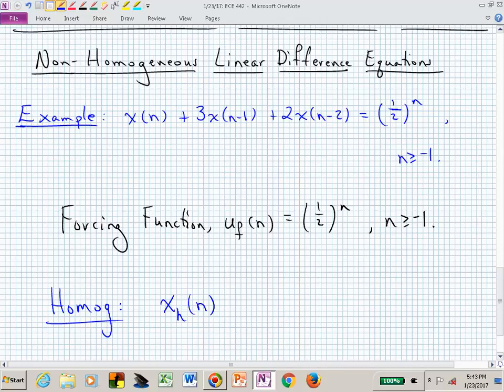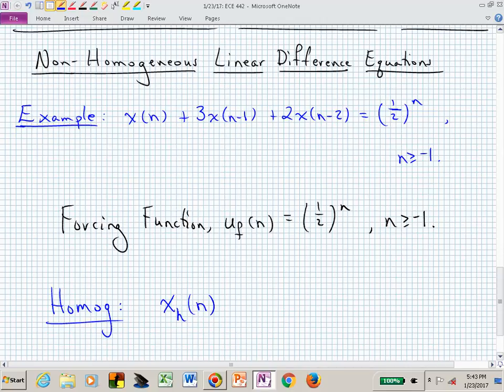Somebody's playing the drums. I'm sorry, if you're listening to this online, you have no idea what I'm talking about, but somebody's pounding on the walls. They're just excited to solve the non-homogeneous linear difference equation. So let's solve it for them.